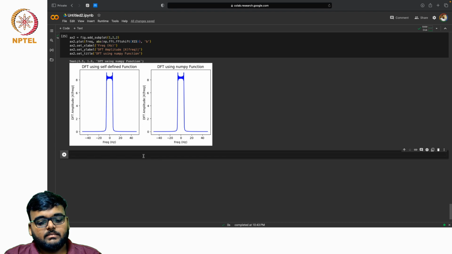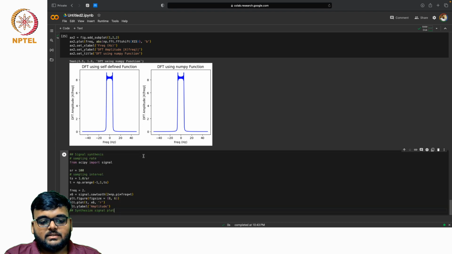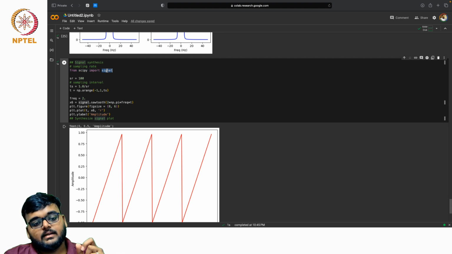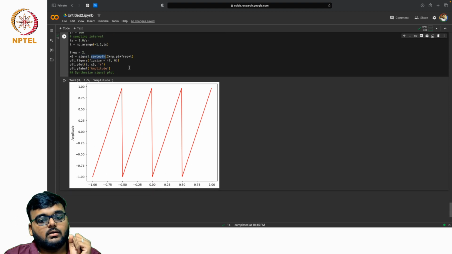We will take something called a sawtooth wave. Means you have seen a saw, right? So here we imported the SciPy library, which is also a type of library in Python, in which there is a small library called signal. Using that we are calling a function called the sawtooth function. See, it's looking like a saw, a hacksaw. So that's why it's called the sawtooth function.